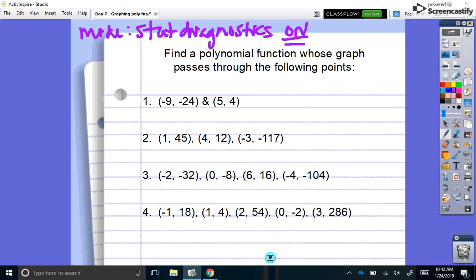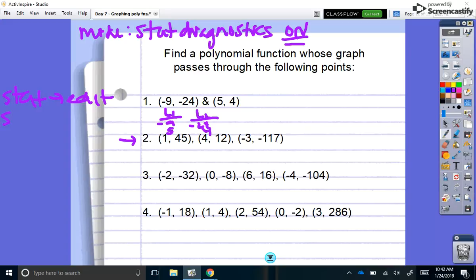So here's how we're going to do this. We've already done it with quadratic in our quadratics unit. So I'm going to go to stat, edit, and in list 1, I'm going to put my x values, so -9 and 5. In list 2, I'm going to put my y values, so -24 and 4. So do stat, edit, in list 1, -9 and 5. In list 2, I need to do -24 and 4.